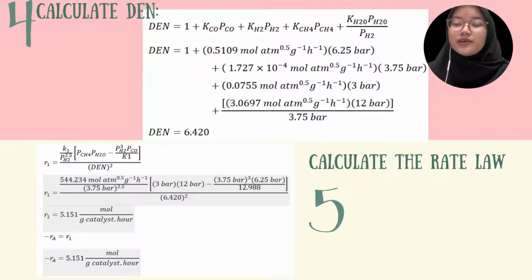Next, the DEM for the reaction is calculated where DEM is equal to 1 plus KCO PCO plus KH2 PH2 plus KCH4 PCH4 plus KH2O PH2O over PH2. Then, after we obtain the DEM, we will proceed to calculate the rate law using the formula shown here, and the value of rate law obtained is shown here as well.